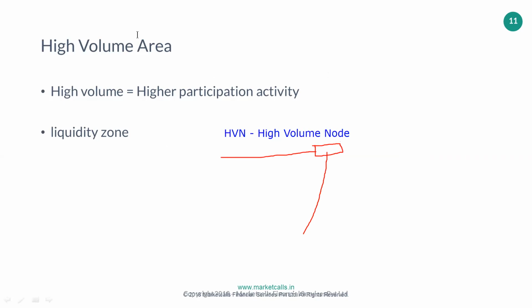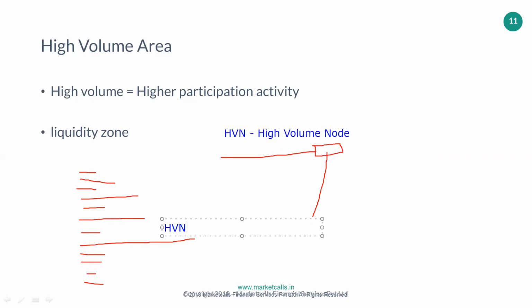If I try to draw a volume at each and every price level, I'll be seeing it at each and every price level. Assume that this is the day's activity, and there are places where bigger volume would have been transacted at a particular price. This volume we call a high volume node, HVN. That means those levels have higher participation activity. Maybe buyers and sellers' interaction is more.